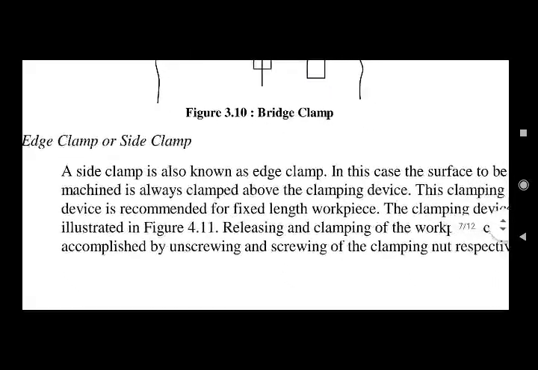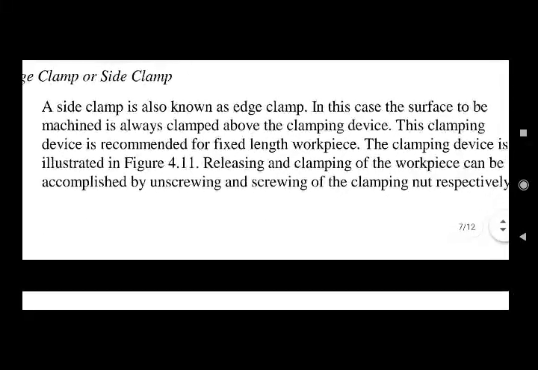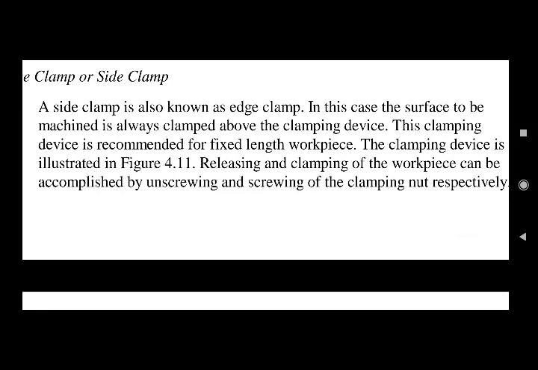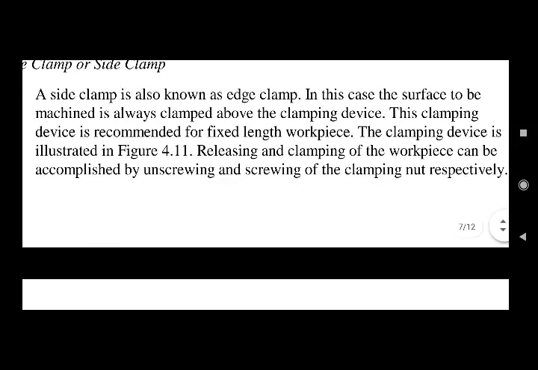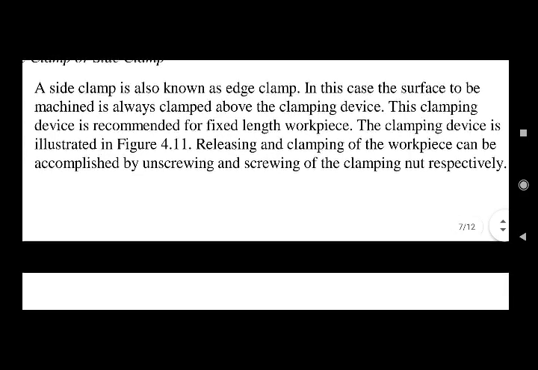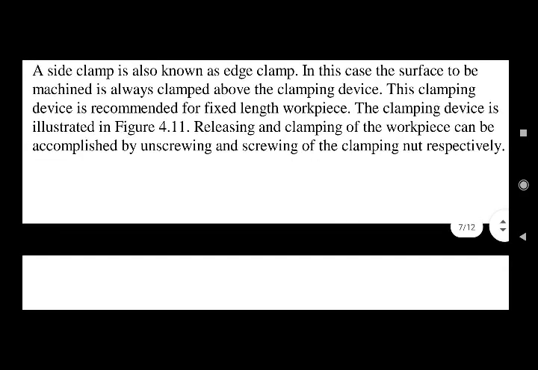Next, edge clamp or side clamp. A side clamp is also known as edge clamp. In this case, the surface to be machined is always clamped above the clamping device. This clamping device is recommended for fixed length workpieces. The clamping device is illustrated.